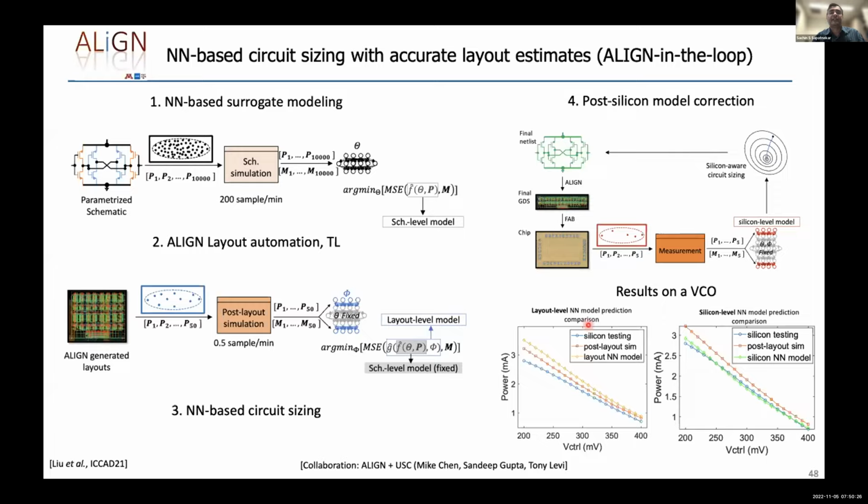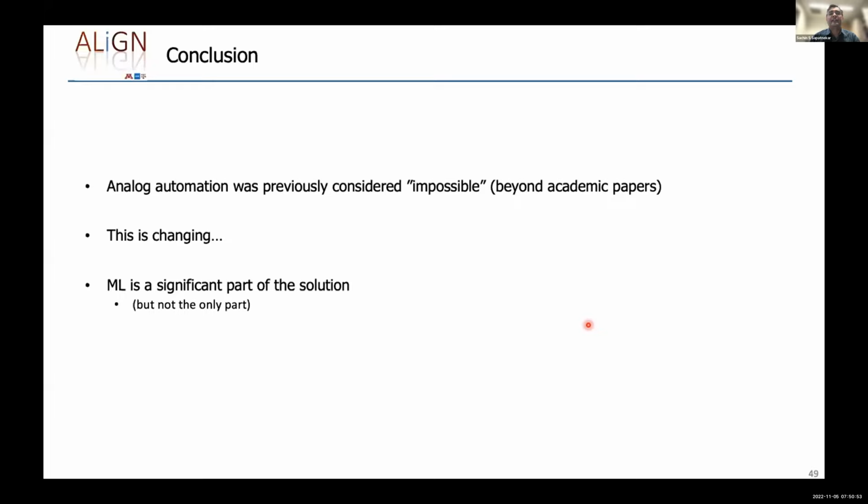Okay. So what I've tried to do in this talk is to provide some sense of why analog design automation is difficult, what the overall context is, and where AI and machine learning can try to play a role over here. Previously, analog design automation was considered impossible. There were plenty of academic papers, but really very little industry adoption. This is changing now for many reasons.